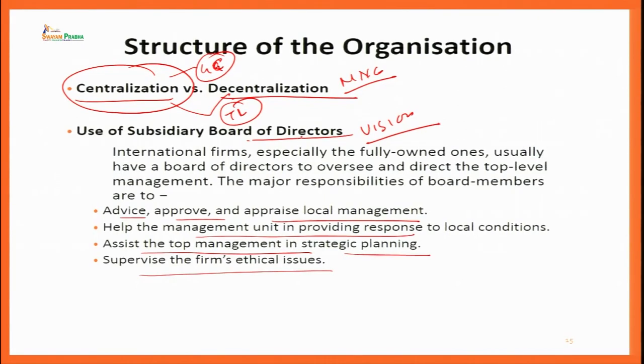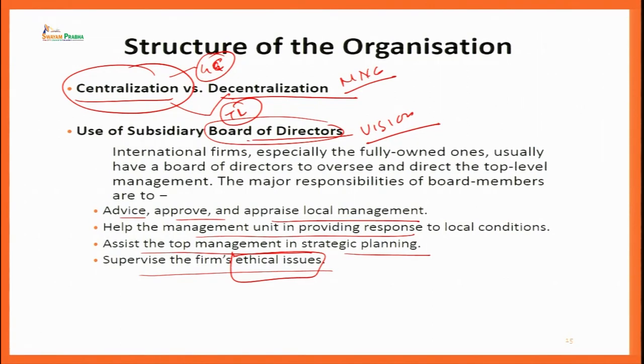These are the roles played by the board of directors, and they are very important in the structure of your organization. Because you are owning the business, you might be thinking only about profit maximization. So you need a board of directors to direct you on matters like ethical issues. The board of directors plays an essential role in any organizational structure, be it domestic or international.